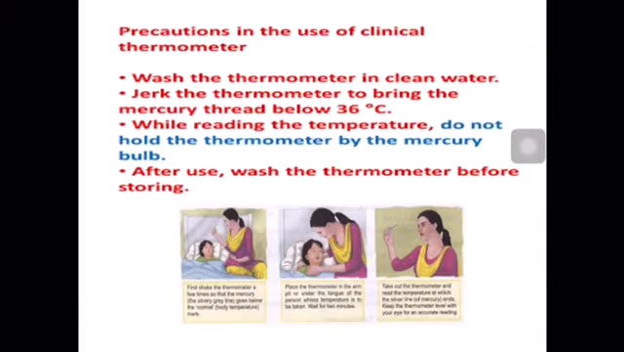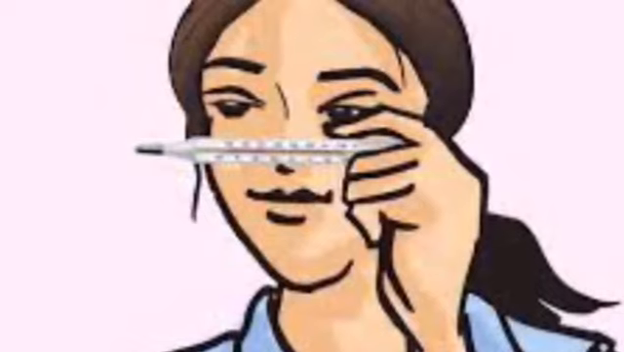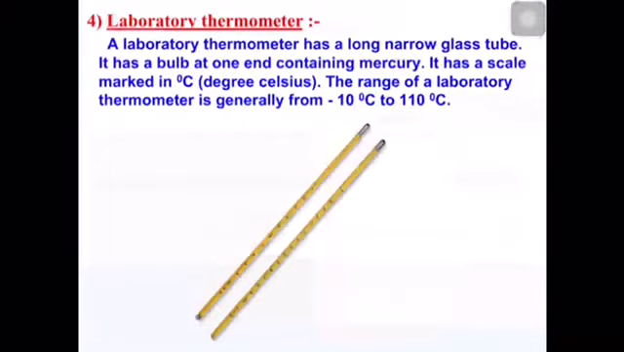Precautions while using a clinical thermometer are: watch the thermometer before and after use. Give a jerk to the thermometer to bring the temperature below 36 degrees Celsius. While reading the thermometer, do not hold the thermometer by the mercury bulb. After use, wash the thermometer before storing. Also, while taking the reading, hold the thermometer in front of your eyes for an accurate reading of the thermometer.